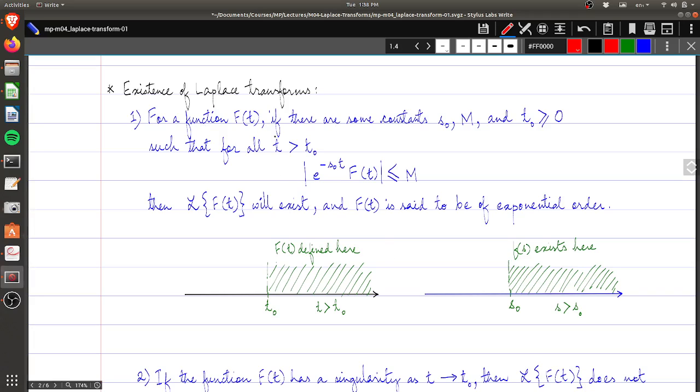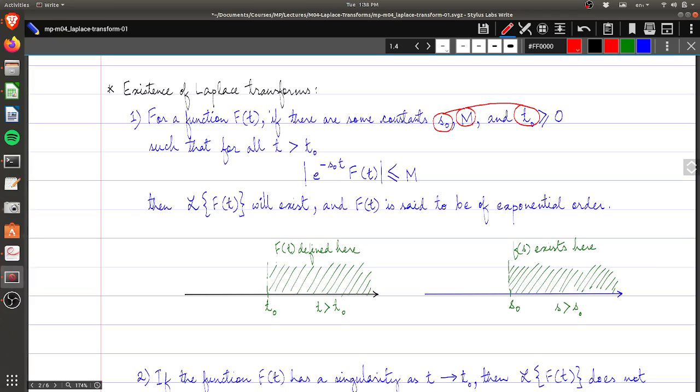So, the existence of Laplace transforms. For the existence of Laplace transforms, there are certain parameters. One parameter is s naught. Another parameter is a quantity called M. And one more parameter is t naught. As you can see here, s naught, M, and t naught are all related to these variables.